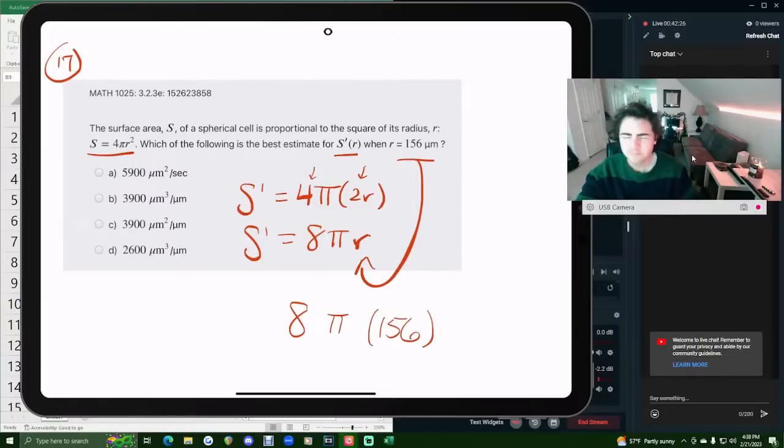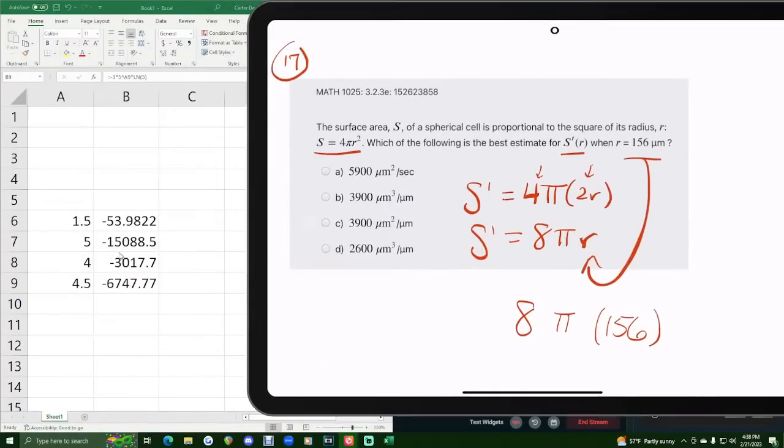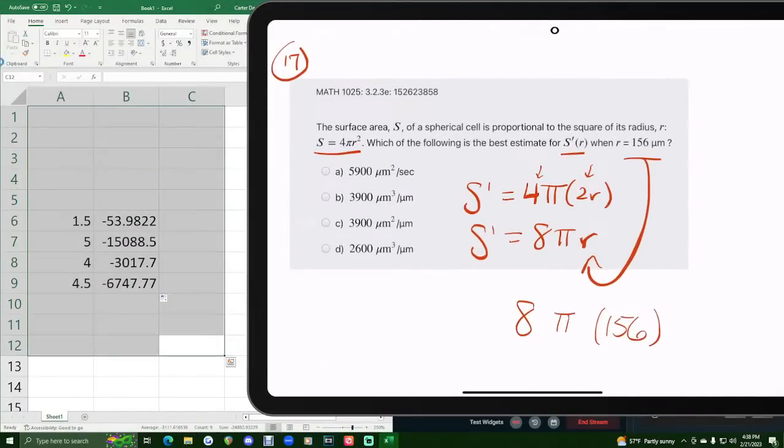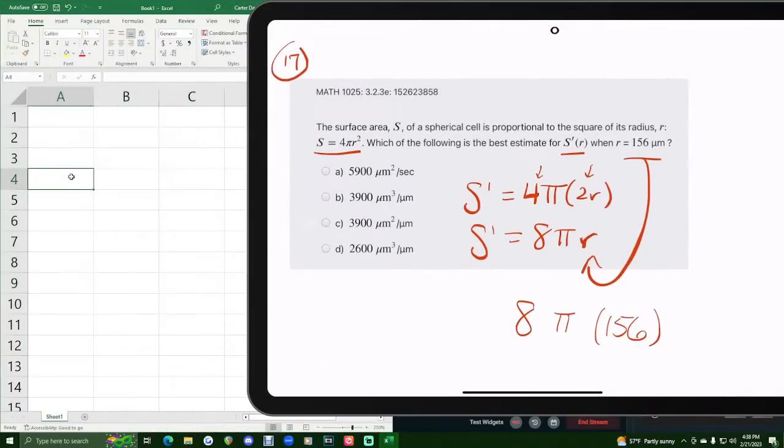All right. So using Excel, we'll do equals 8 times, I wonder if pi works. I don't know how that works. Yeah, there it is. Just pi gives you pi. That's pretty cool. Times 156.